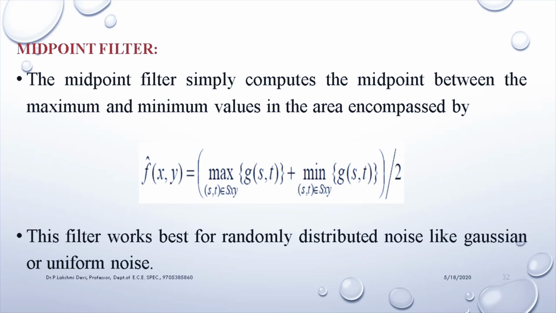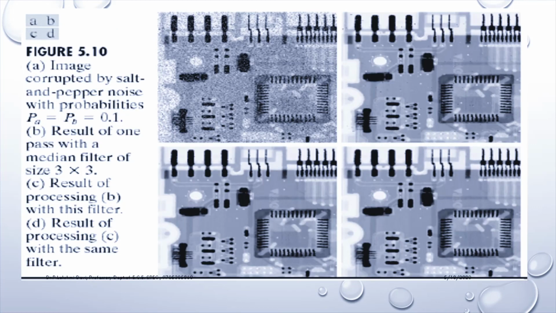I hope you are in a position to understand better the different noise models and what filters we can use for minimizing them. Here I have given just an example. The image is corrupted by salt and pepper noise with probabilities Pa and Pb equal to 0.1. Here is the corrupted image. Now the resultant image B is the result of one pass with a median filter of size 3 by 3. If you pass this corrupted image through the median filter, these are the results.